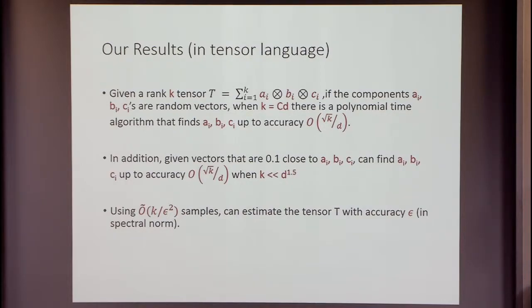So what we actually need to do is, after we get these root k over d close vectors, we need to use some other algorithm in order for them to converge to the true components. But I'm not going to talk about that in this talk.